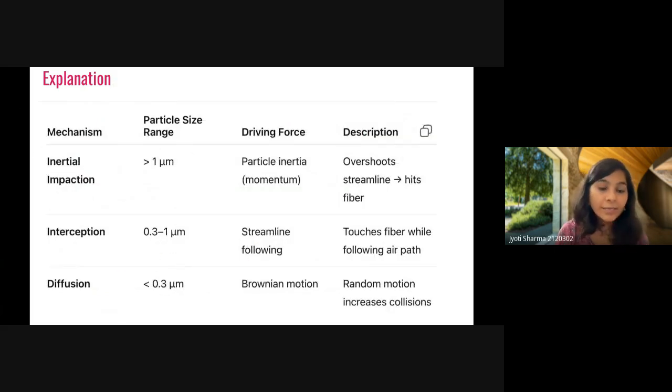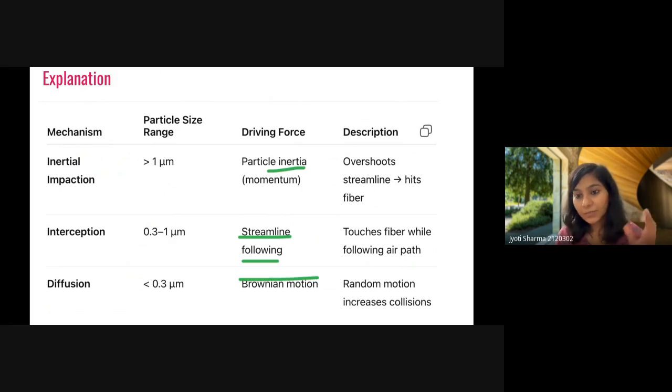Here also you can see these are the three mechanisms. If we are talking about inertial impaction, then the particulate size will be more than 1 micrometer. For interception, the particulate size will be 0.1 to 1 micrometer, and for diffusion, the particulate size will be very small. Here it is due to inertia, here it is due to the streamline following, and then there will be the interception, and here it is due to Brownian motion. So this is how it works.